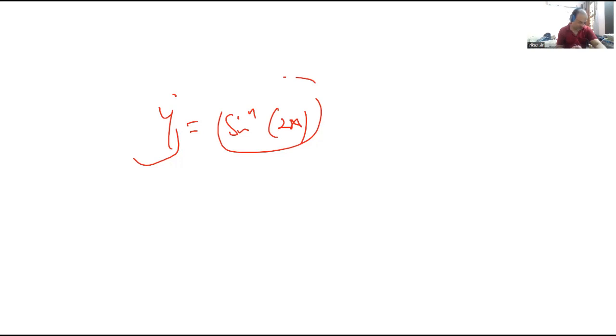So we have to use this approach, and we have to make sure that we have d by dx of y in the first part, either in the LHS or in the RHS. Okay, now let's do some other question, and it can be like this.